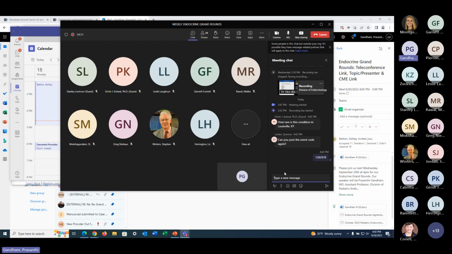There's a question that says, how rare is this condition in Louisville? I don't have exact numbers, but I can tell you that in our metabolic bone clinic, we do have, I'd say at least a handful of patients who have hypophosphatemic rickets. And many of them are now treated with burosumab, and I've seen a lot of really incredible clinical improvements since starting burosumab.